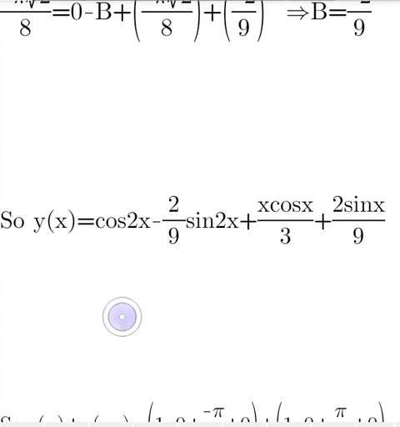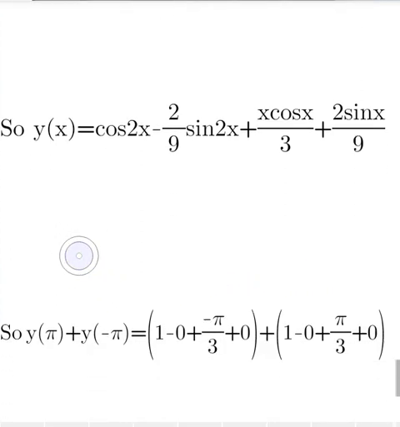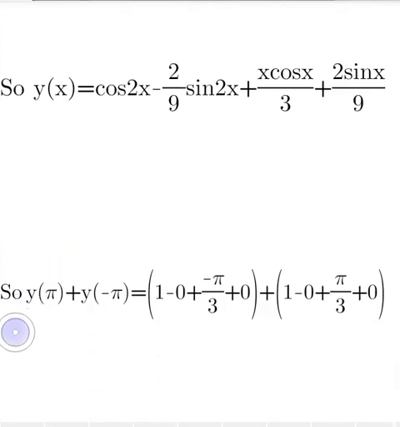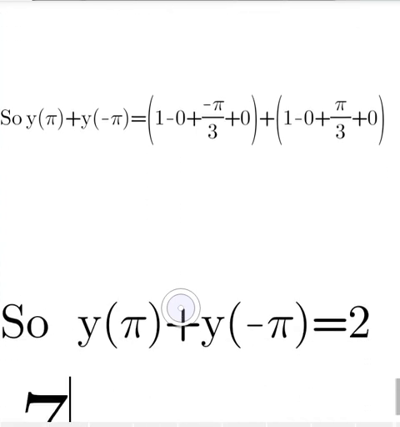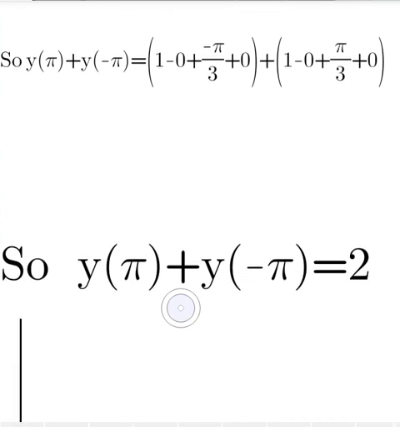Wow, it's amazing. So right now we are just going to substitute the pi. They said y of pi plus y of negative pi to be like this. I know when you try to simplify that, you'll be having it as 2.